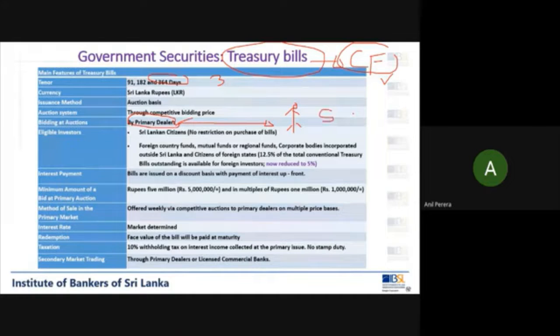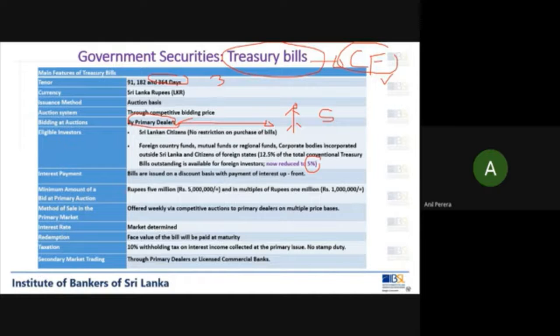They are selling that in the secondary market, so we can buy. Who can buy? Sri Lankan citizens mainly, but recently, I think some 10, 12 years ago, the government opened this for foreigners. Now the foreigners can buy up to 5% of this treasury bill total amount. Okay. Foreigners could be foreign entities, foreign people, expats, right?